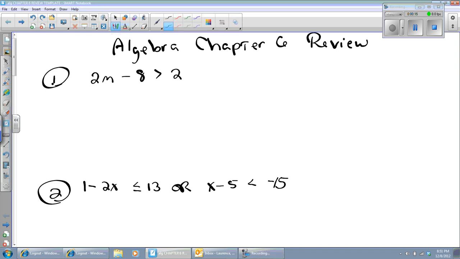All right. First of all, there's about 14 problems on here. I'll do them as quickly as possible. We'll do a quick inequality here. We'll solve it, and then we'll graph.